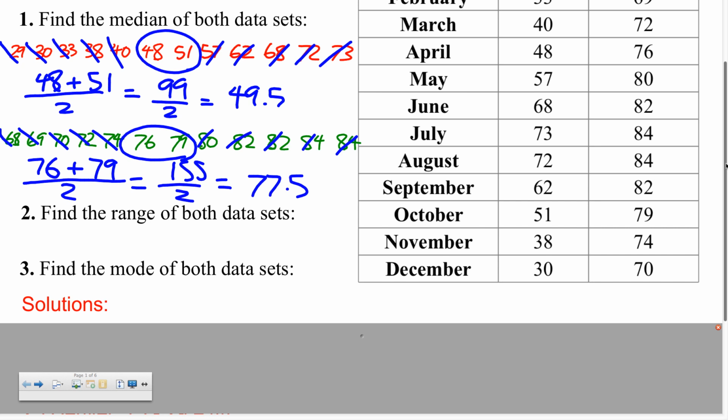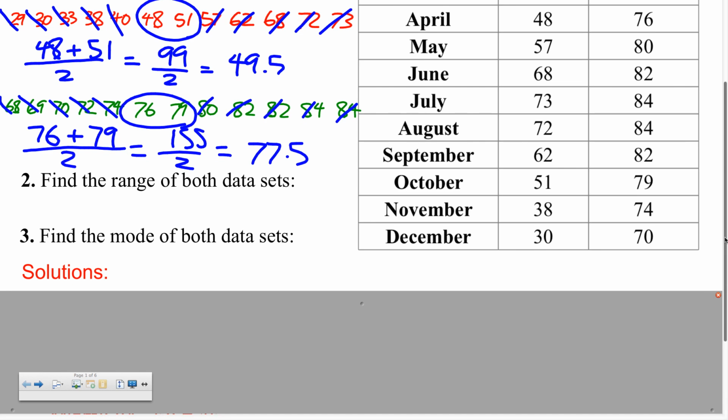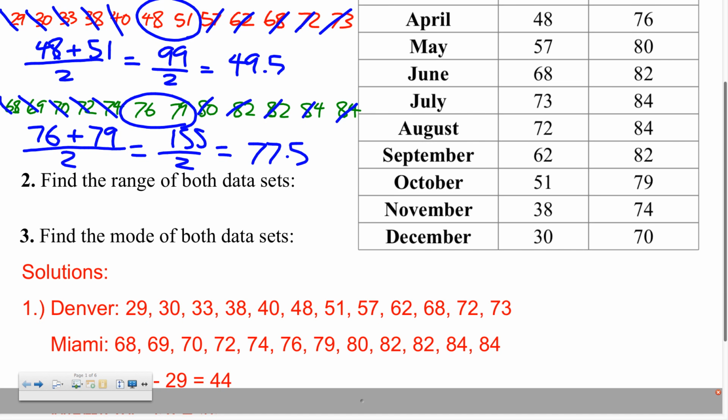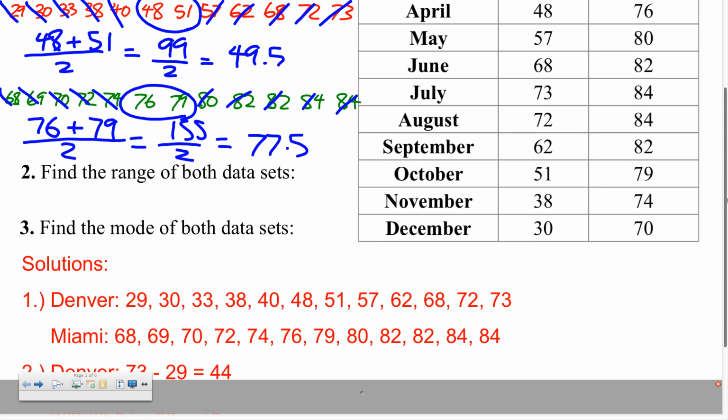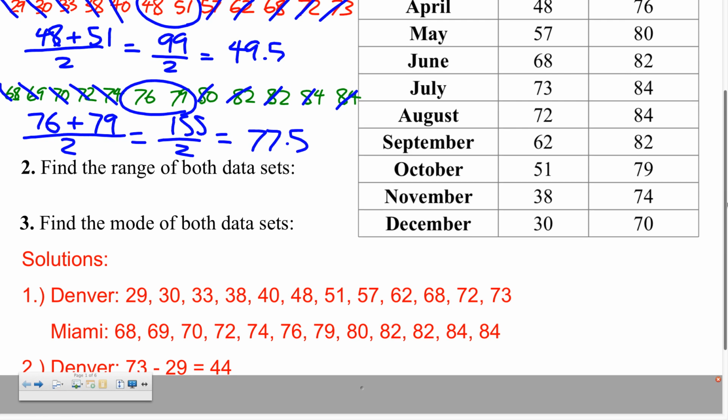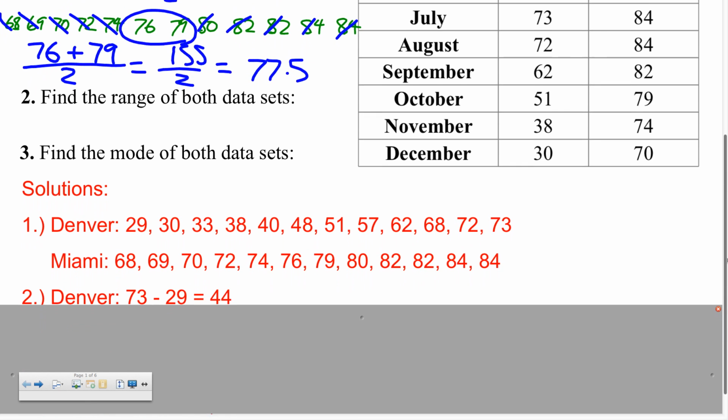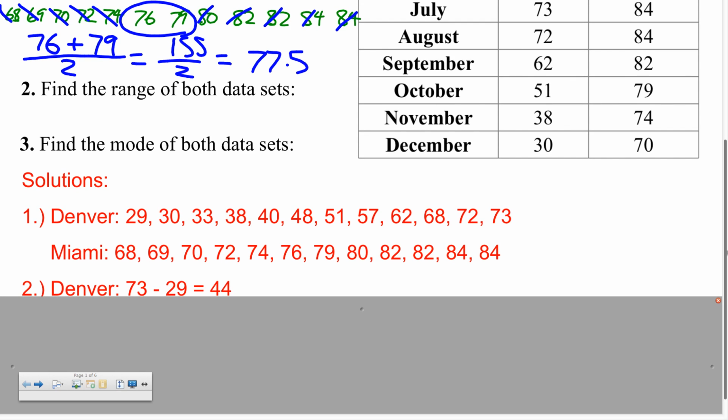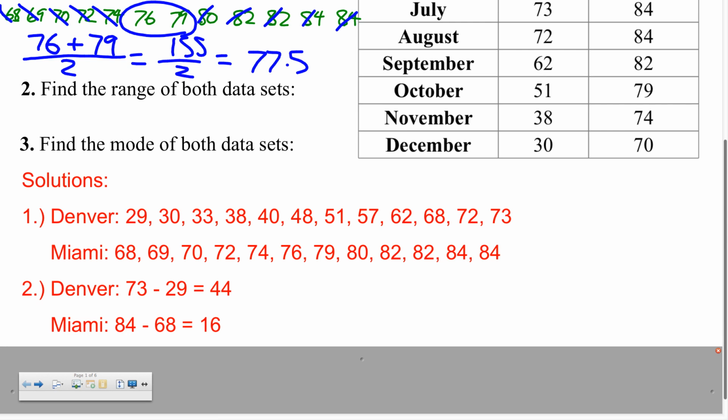73. And what's the smallest value? 29. We're going to take the difference of those two, right? And then what'd you get? 24. Very good. And then what was the largest number for Miami? 84. And then you took away what? And what'd you get? 16. Everybody with me so far on what we're doing? This is all review from Friday.